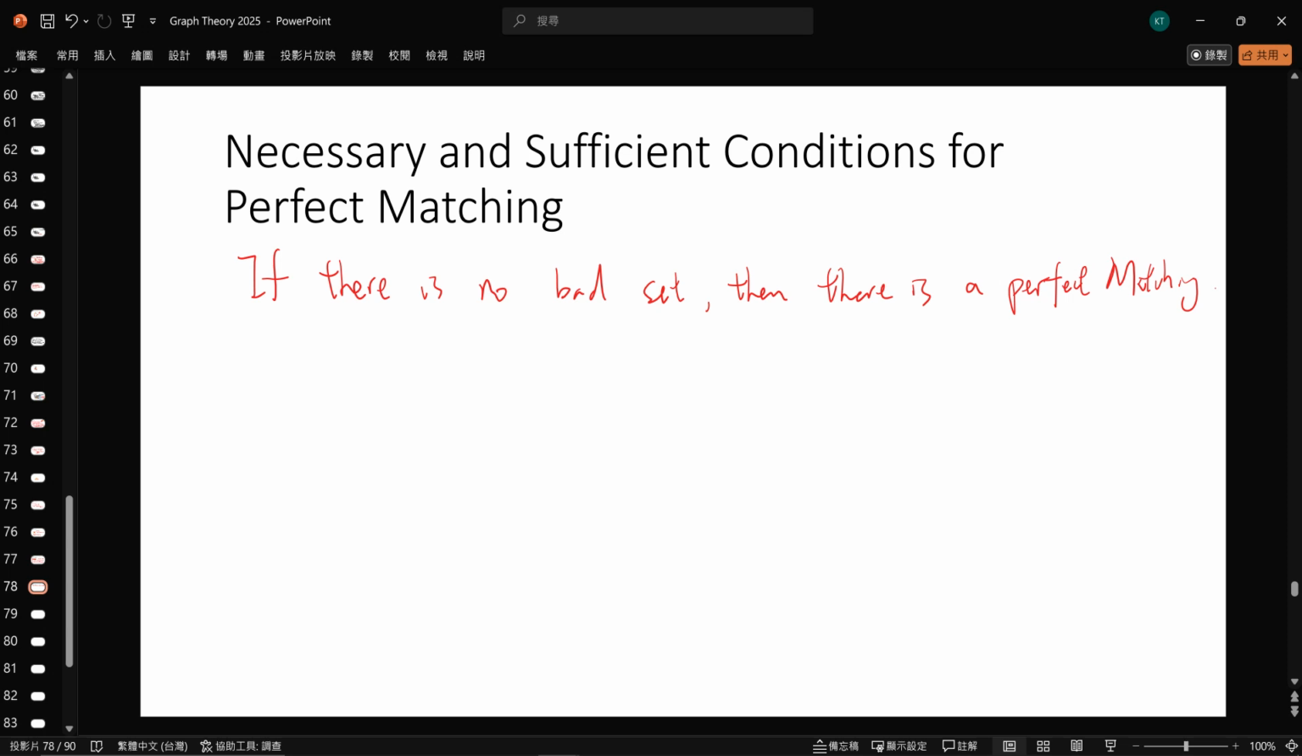And this condition that there's no bad set, this is called Hall's condition. And this result is called Hall's theorem.